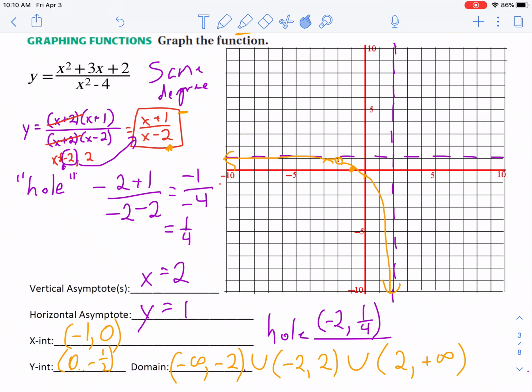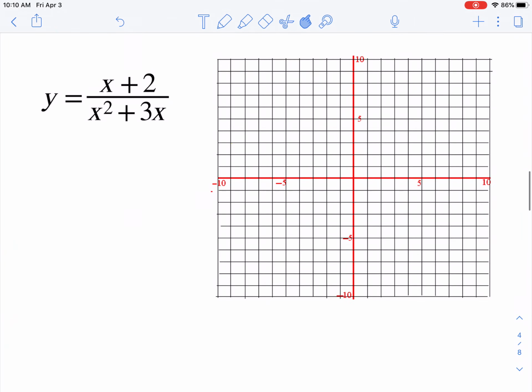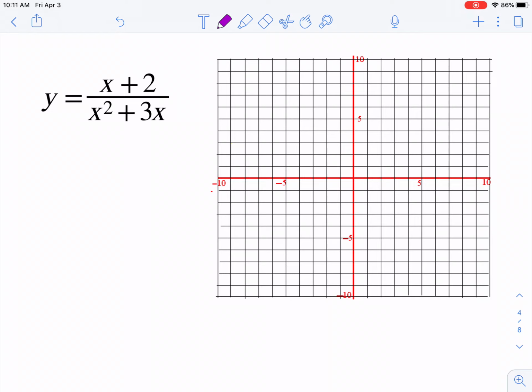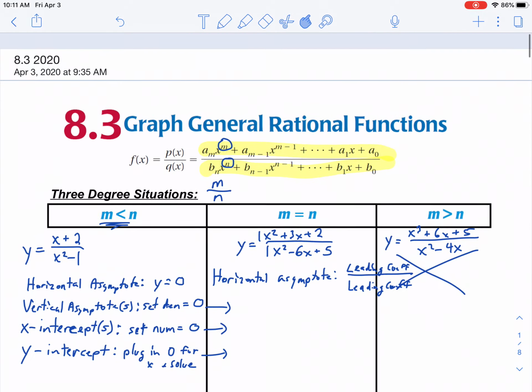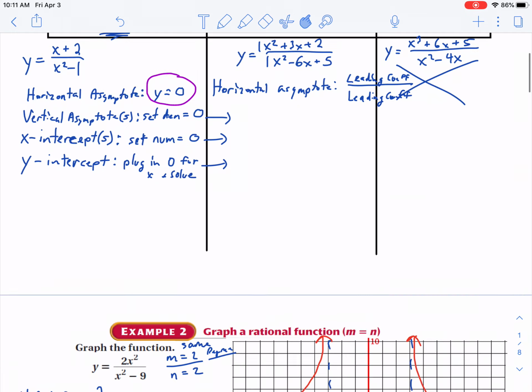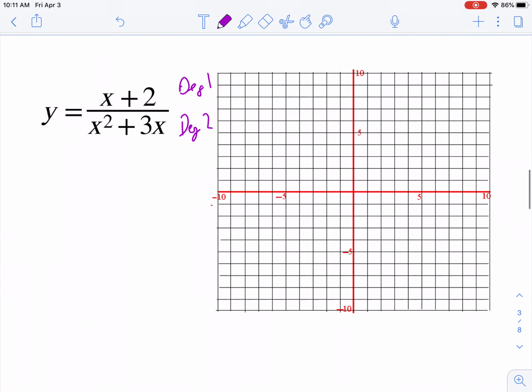Okay. And I've got one more example with you, and I just wanted to go through this one again really quick just so you can see a problem or a graph that looks like this. This one is one of the more, I guess, funky looking ones. Here I've got my numerator degree less than my denominator degree, right? Because this is degree 1 and this is degree 2. And remember, in that situation, that was the first one we had here, where our horizontal asymptote is y equals 0. So we have a horizontal asymptote at y equals 0.